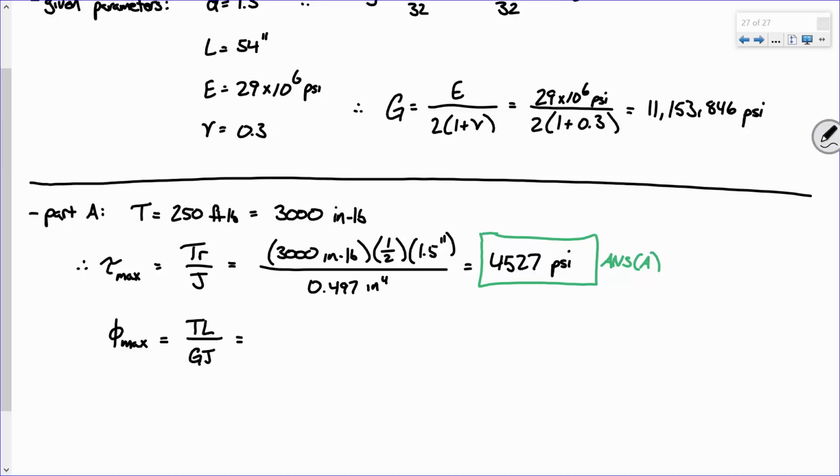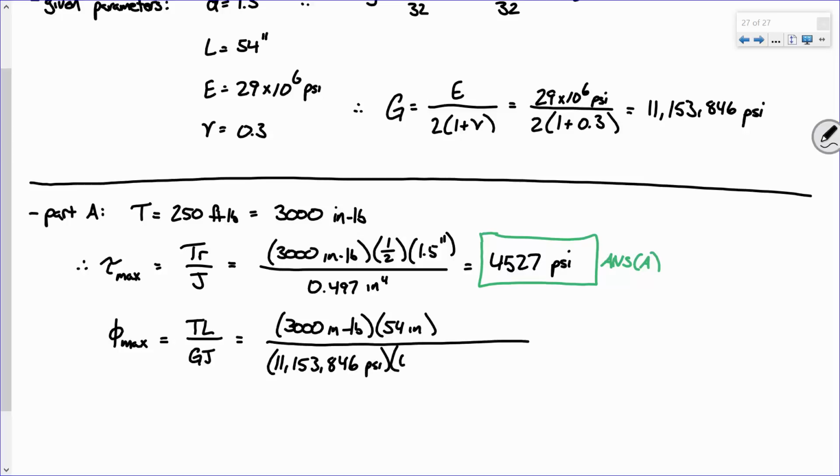What do we got? On the top, we got 3,000 inch-pounds. The length is 54 inches. On the bottom, that big number, and then 0.497 inches to the fourth.